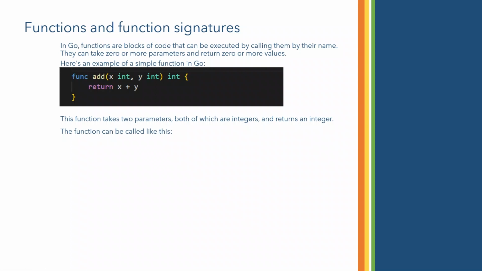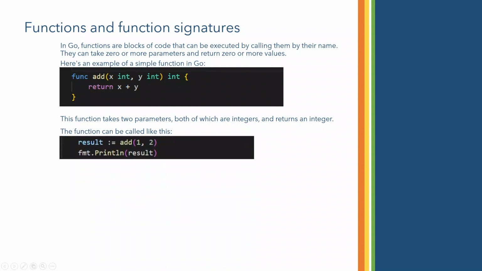And this function can be called from the main function or any other function. Basically, you can declare one variable result, call add, and pass whatever values you want to add, in this case 1 and 2, and then print the result.